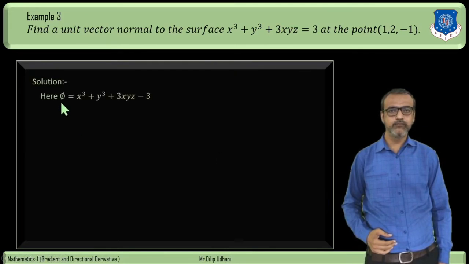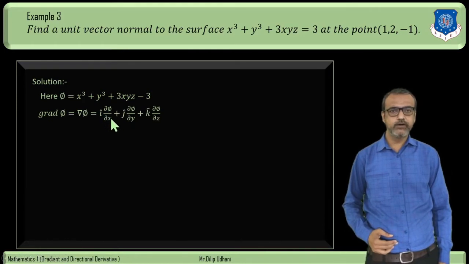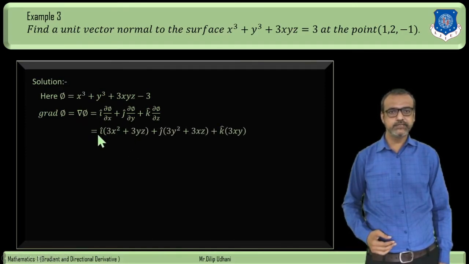Here phi is x cube plus y cube plus 3xyz minus 3. So grad phi equals nabla phi, that is equals i cap del phi by del x plus j cap del phi by del y plus k cap del phi by del z. Now we will find del phi by del x first. i cap will be as it is. Del phi by del x means partial derivative of phi with respect to x.